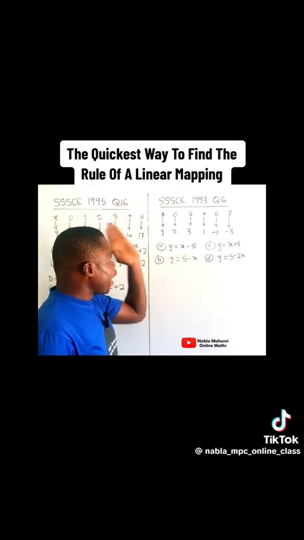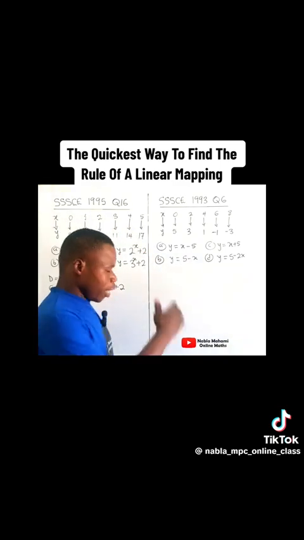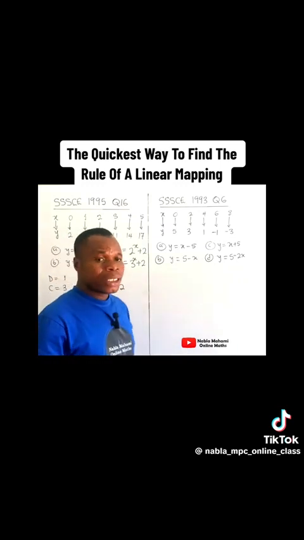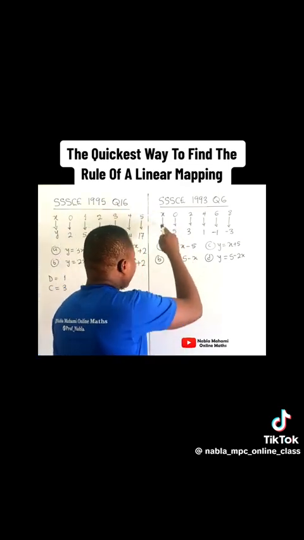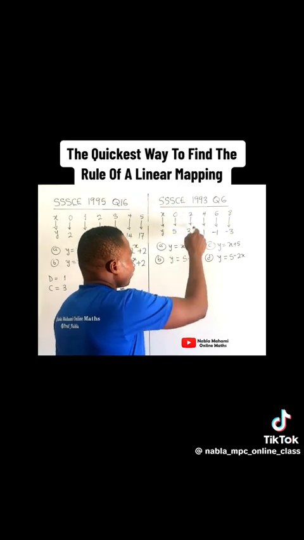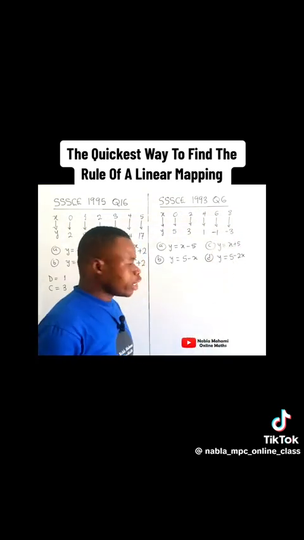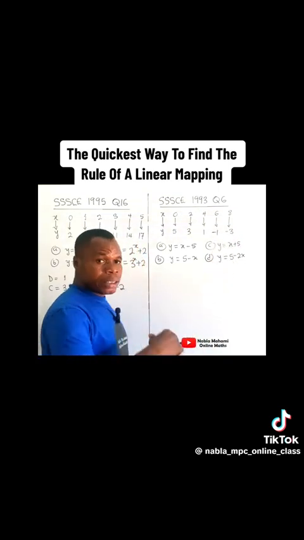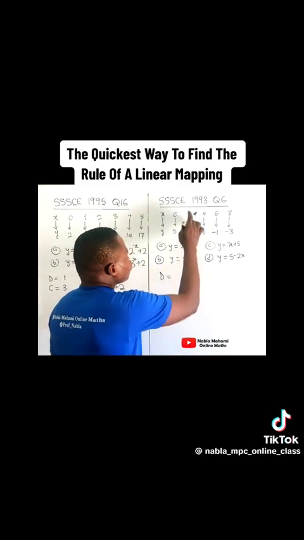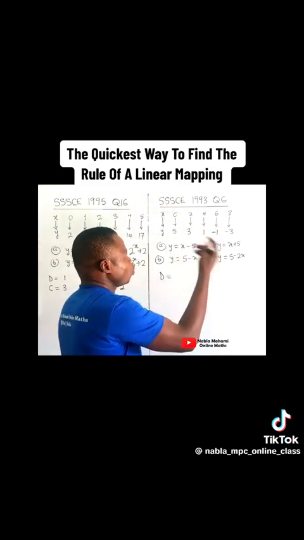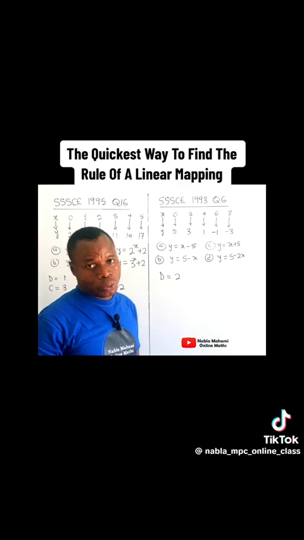So let's go to this particular question too. This question is SSSCE 1993 question 6. And this one too, you were asked to find the rule of this particular mapping. You can see that I have x maps to y: 0 maps to 5, 2 maps to 3, 4 maps to 1, 6 maps to -1, 8 maps to -3. So the same procedure. First, find the difference of the domain values. So I'll write my domain this way. 2 minus 0 is 2, 4 minus 2 is 2, 6 minus 4 is 2, 8 minus 6 is 2. So the difference for the domain is 2.